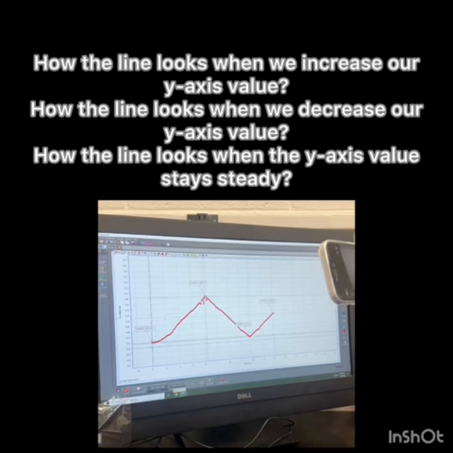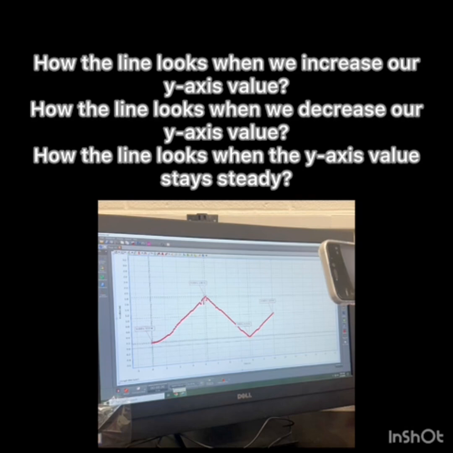How does the line look when we increase our y-axis value? When the y-axis value position increases, the line slopes upward from left to right. This positive slope indicates that the object is moving in a positive direction away from its starting point. In this specific graph, in the first 4 seconds the line rises steadily from 0 to 2.0 meters.